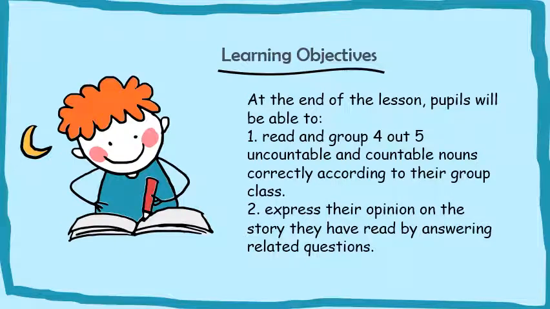Before we continue our lesson today, I will explain to you what our learning objectives are. At the end of the lesson, pupils will be able to, first, read and group 4 out of 5 uncountable and countable nouns correctly according to their group class. Secondly, express their opinion on the story they have read by answering related questions.